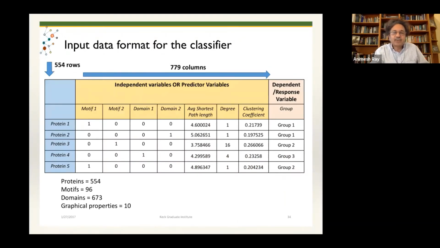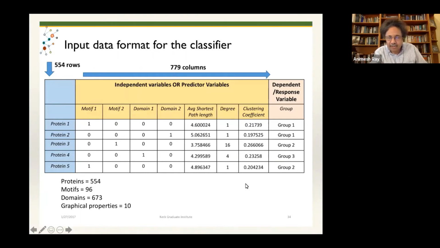So the input data format for the classifier is you have protein number 1, 2, 3, 4, etc. We interact with other proteins, and either they interact with a mutant Huntington's disease protein, or they interact with a normal Huntington's disease protein, or they interact with both. And so they have motif number 1, do they have or not, 1 or 0? Motif number 2, do they have 1 or 0, etc. And then a series of topological values for each of these proteins in that network.